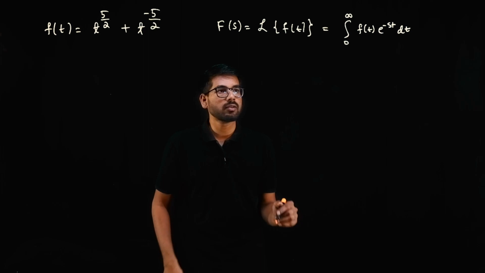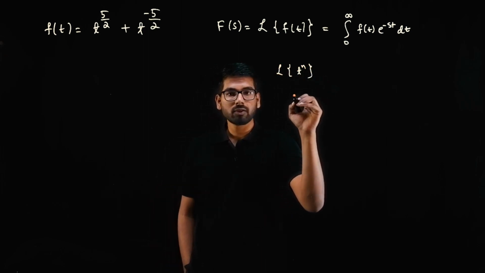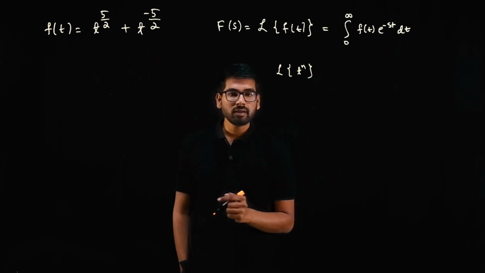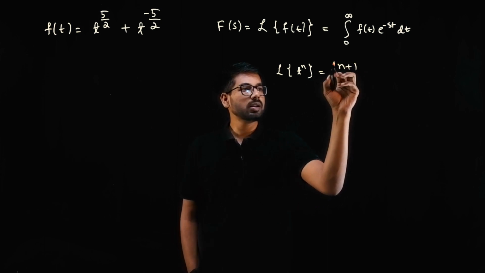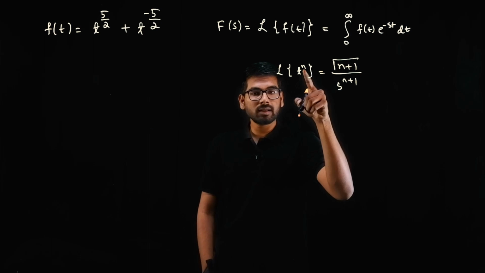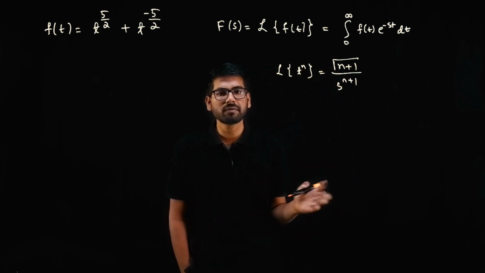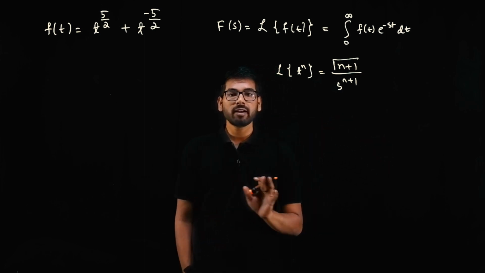So we don't need to actually integrate anything here, because as we have discussed in previous videos, we already listed basic Laplace transforms. One of the basic Laplace transforms is the Laplace transform of t power n. Whenever you have t power n, t cube, t power 5 by 2, something like that, the Laplace transform is directly known, which is gamma of n plus 1 over s power n plus 1. This is not square, this is gamma. Gamma is a function. It's also an integral that you learn later. For now, think of it as an operator.